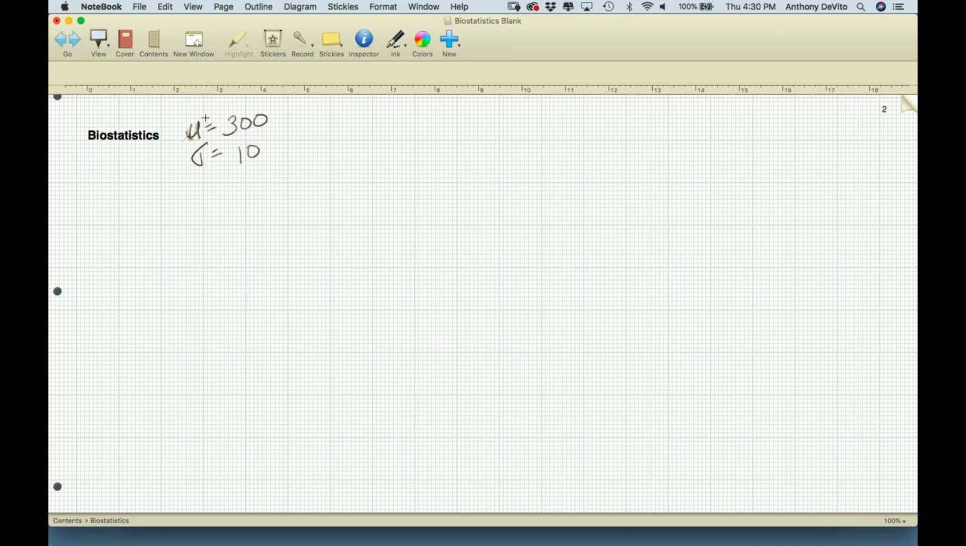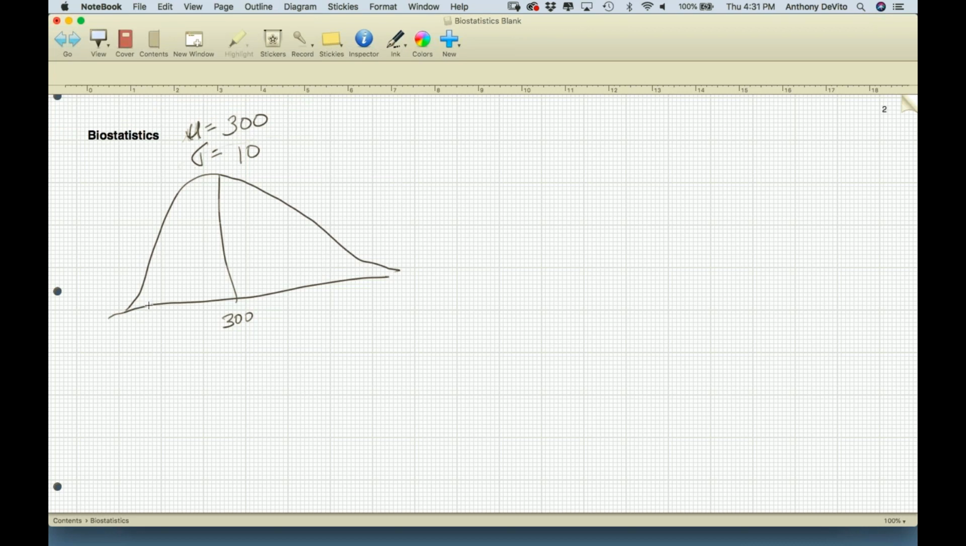I know I'm talking about the population because I'm using mu and sigma instead of x bar and s. I'm using Greek letters. So the population distribution would look something like this. The center would be at 300, right? Because that's the mean. And the people within this distribution would be normally distributed. More would be closer to the mean, and fewer and fewer would be far away from the mean. And sigma is equal to 10.